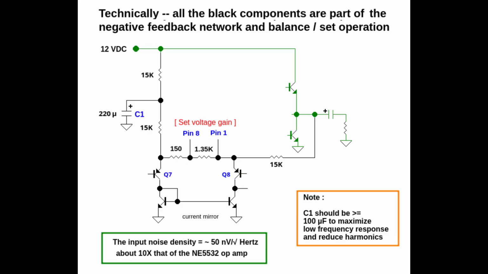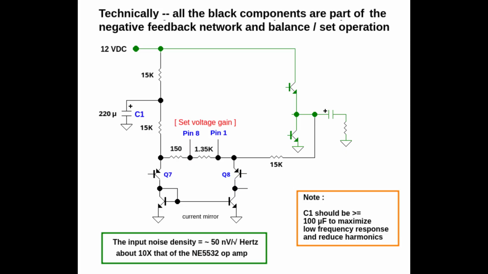For LM386 noise management, this part is a bit noisy. The input noise density is about 50 nanovolts per square root hertz. Choosing a higher voltage gain on the LM386 means that you are building up your audio stage voltage gain with a noisy part. You may not care about that. If you do care about noise, it's better to build up your voltage gain with low noise op-amp stages such as the NE5532 and use a lower voltage gain setting on the LM386.